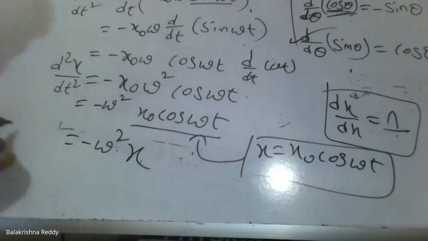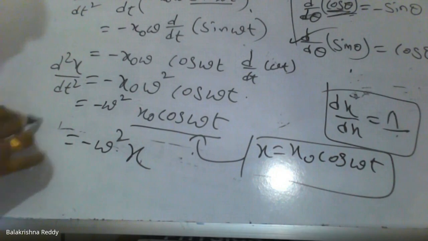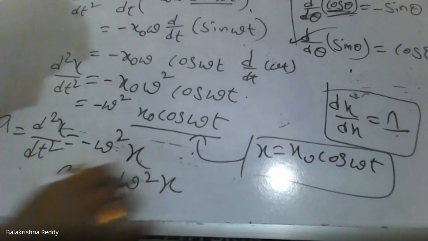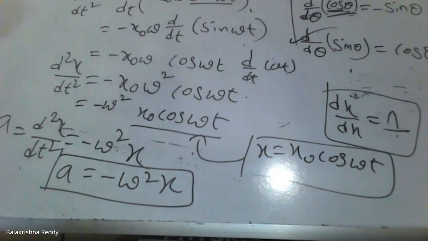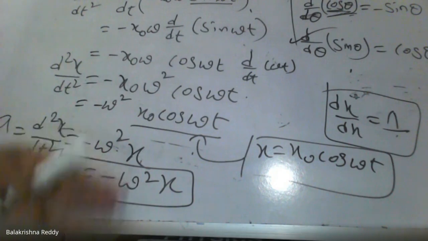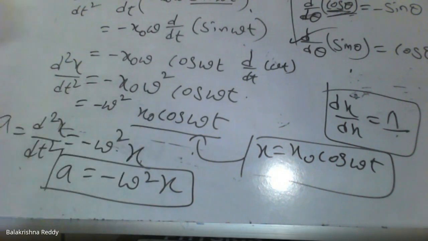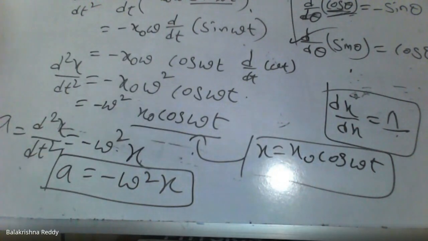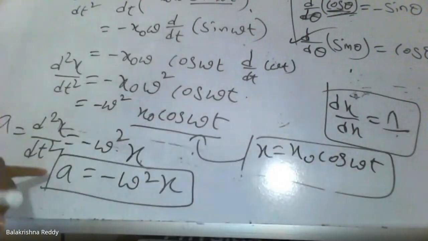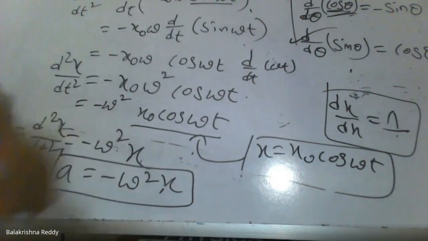And d square x by dt square is called acceleration, no? Yes, sir. Therefore, I have reached my destination, whatever I wanted: a equal to minus omega square x. Yes, sir. Then, imagine, this is the answer which we obtained from the previous differential equation, and that solution is this. The same solution is correct or not? I have taken x equal to x naught cos omega t as a solution. So did I satisfy it or not? Again, you got a equal to minus omega square x, no?